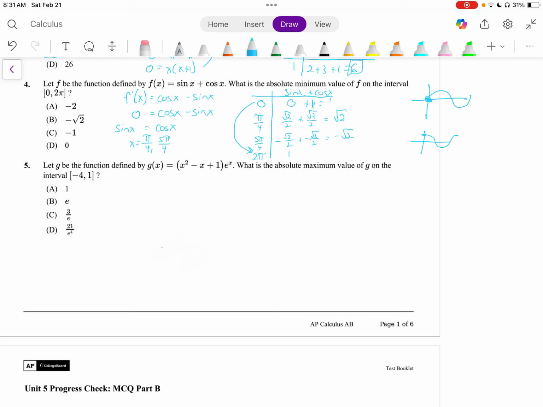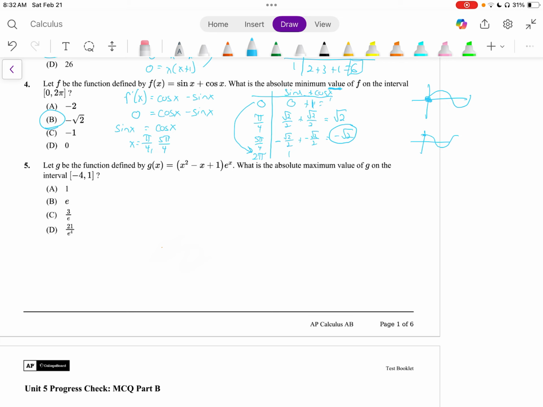And so we're looking for the absolute minimum. The minimum will be a negative, because negative root 2 is the only negative. So negative root 2 is our minimum value. We weren't looking for the value of x. We were actually looking for the minimum value.